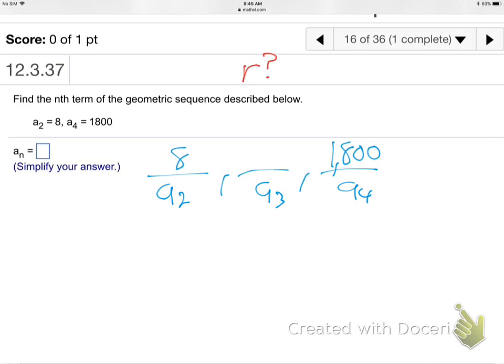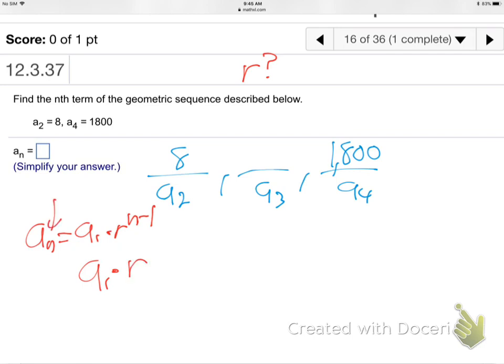Use the formula. Yeah, so the formula, which is AN is A1 R to... Yeah, let's try the formula first off. AN equals A1 R to the N minus 1. Do I know A1? Nope, that's going to need to stay A1. Do I know R? No, that's the whole thing I'm trying to find. Huh. I don't know R.